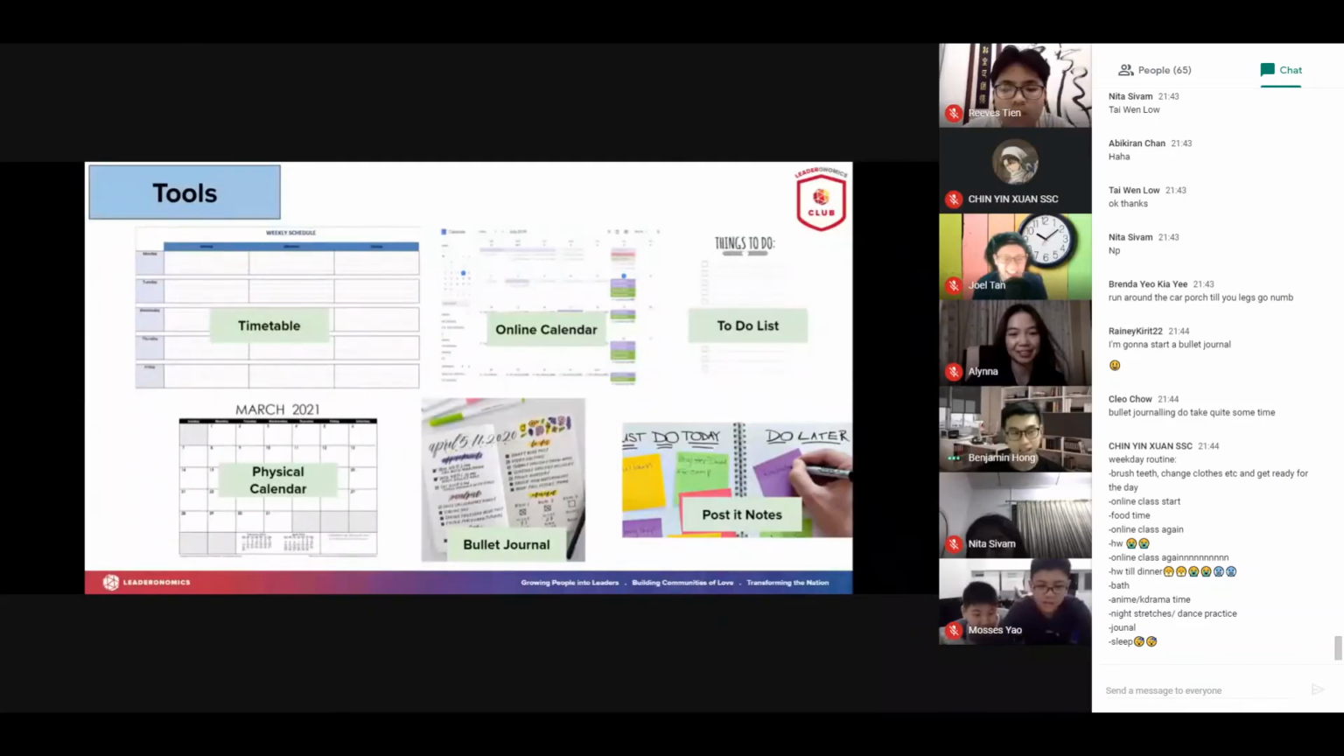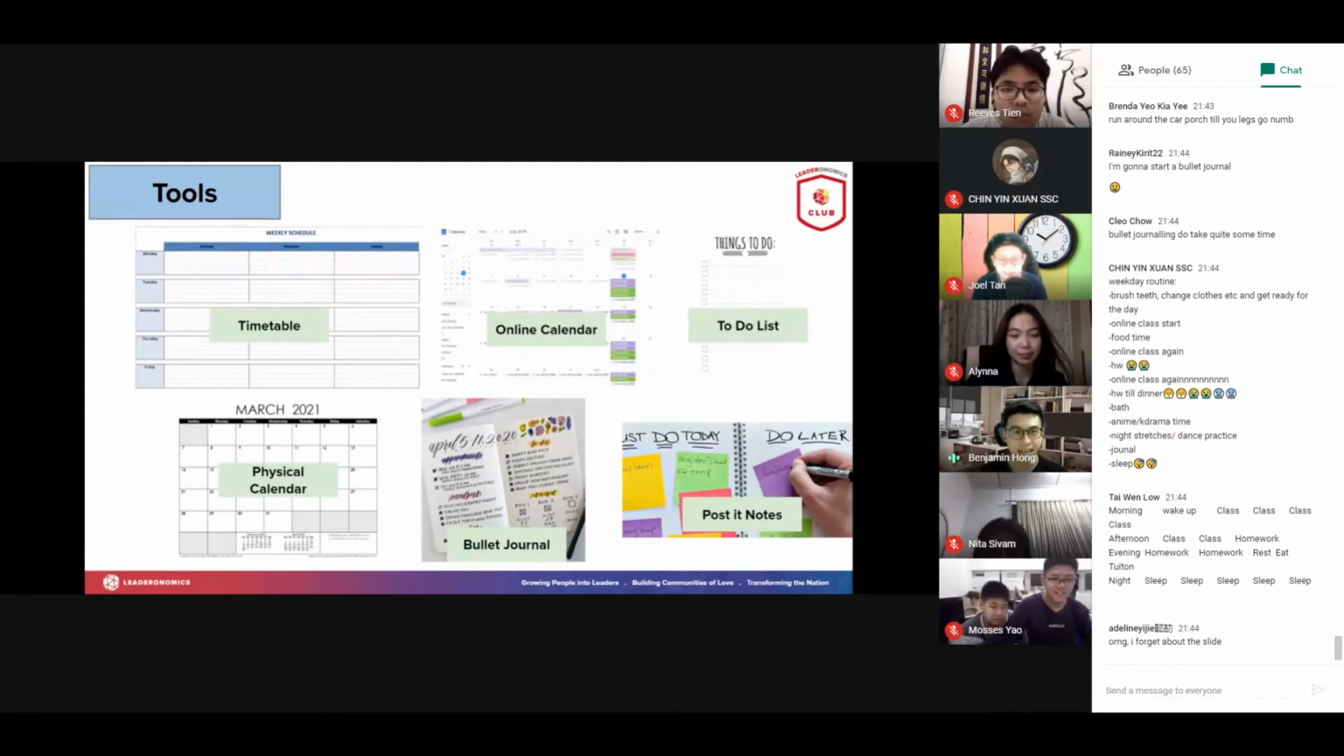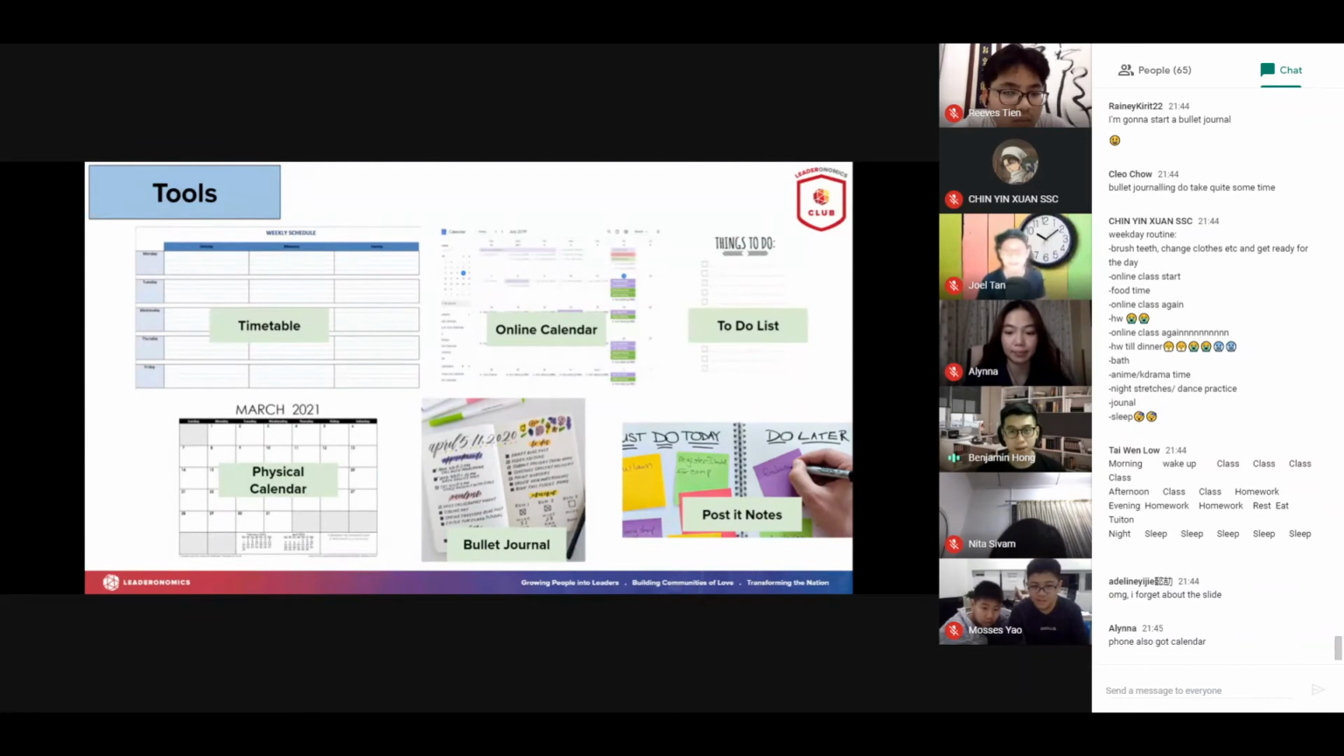So I'm going to quickly explain: timetable, online calendar, to-do list, physical calendar, and bullet journaling. And the last one is, I'm sure you have a lot of post-it notes lying around somewhere. The easiest is you just open a piece of paper and divide it: just do it today, or just do it later, or morning or night. Then you put down your post-it notes. So these are just a few tools and tricks for you to know how to plan your time well.